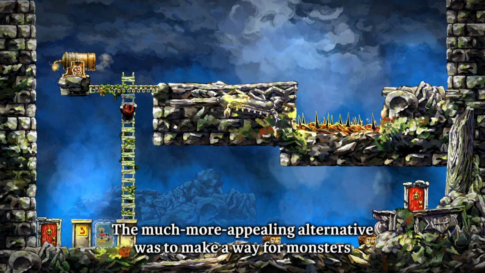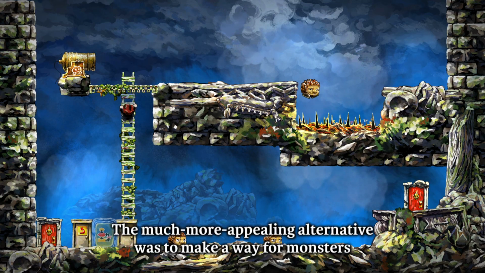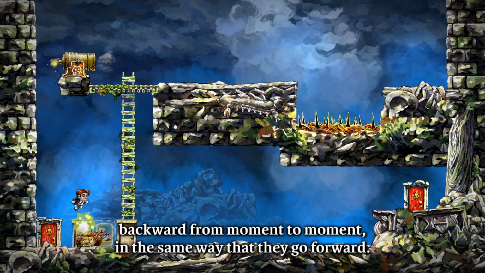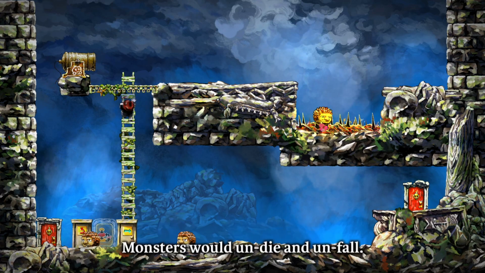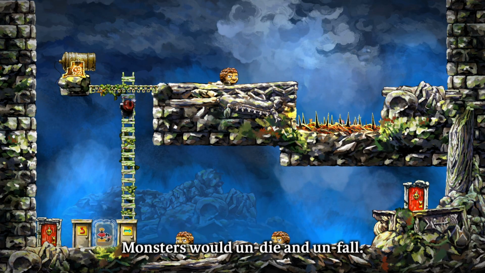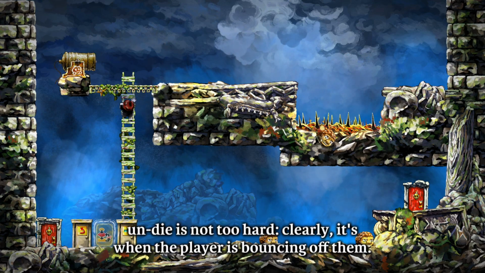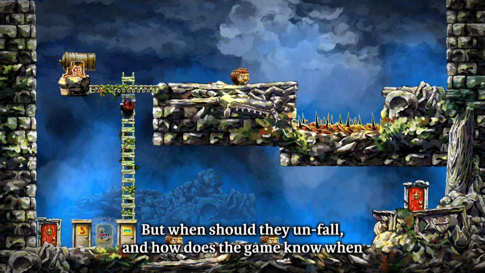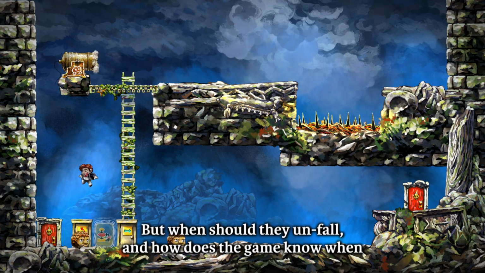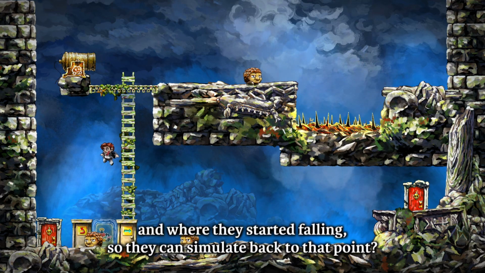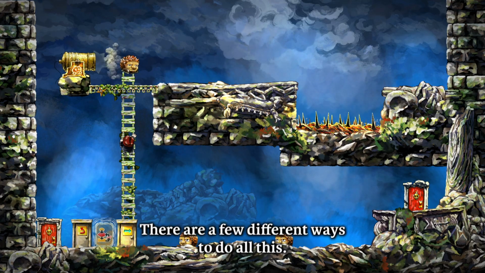The much more appealing alternative was to make a way for monsters and gameplay objects to somehow simulate themselves backward from moment to moment in the same way that they go forward. Monsters would undie and unfall. Figuring out when monsters should undie is not too hard. Clearly, it's when the player is bouncing off them. But when should they unfall, and how does the game know when and where they started falling so they can simulate back to that point? There are a few different ways to do all this.